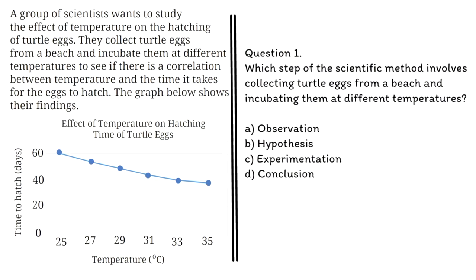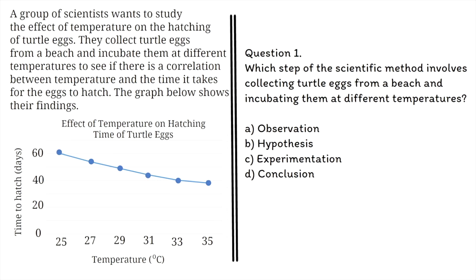Question 1. Which step of the scientific method involves collecting turtle eggs from a beach and incubating them at different temperatures? A. Observation. B. Hypothesis. C. Experimentation. D. Conclusion. To answer questions like this, you need to be familiar with the scientific method. You can check out a full lesson on the scientific method on UltimateGED.com.